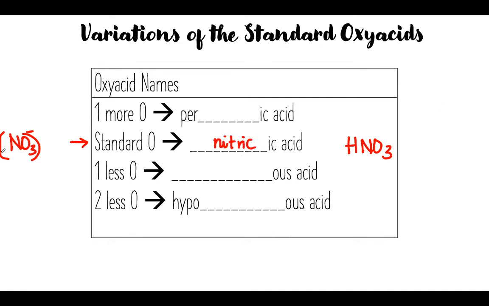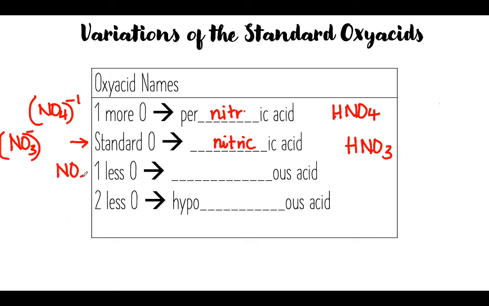Now, say for example, this nitrate, instead of having 3 oxygens, had 4 oxygens. What would happen then? It would still form an acid. It's still possible. So the formula would be HNO4, but the name is going to be different, obviously. The name is going to be pernitric acid.